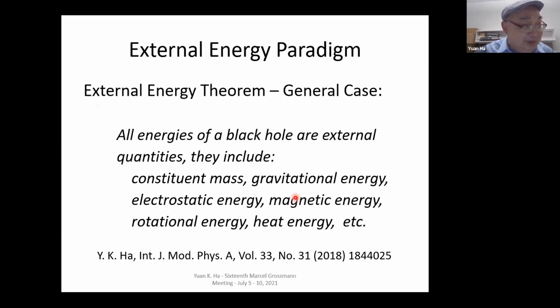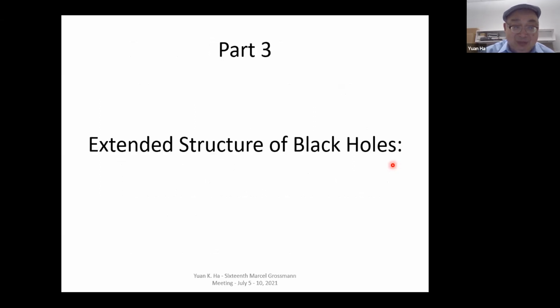Now, we can make this theorem more general by introducing the external energy paradigm, which states this: all energies of a black hole are external quantities. They include constituent mass, gravitational energy, electrostatic energy, magnetic energy, rotational energy, heat energy, and so on. Now we finish the second part. We go to part 3.